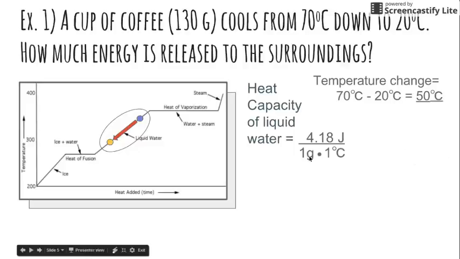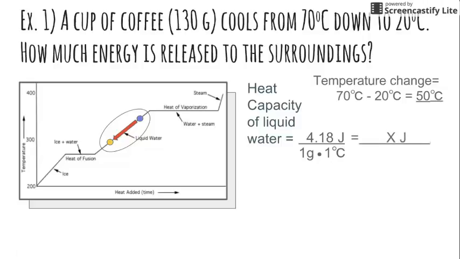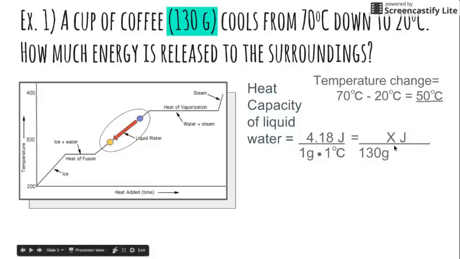And that's only if you have 1 gram and you're only changing it by 1 degree Celsius. But what if instead we wanted to change 130 grams? So we're going to set up a proportional problem. You'll see I kind of already started.